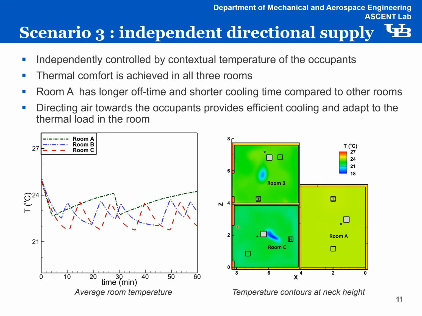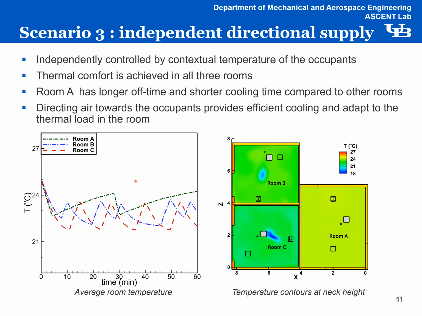The temperature contours at neck level show that thermal comfort was achieved in all the three rooms. The blue patch in rooms B and C shows that the conditioned air is being directed from the diffusers towards the occupant, which ensures efficient utilization of cool air from the HVAC system. The temporal variation of average temperature shows that the three diffusers turn on and off asynchronously.